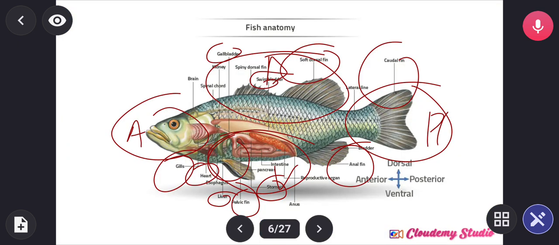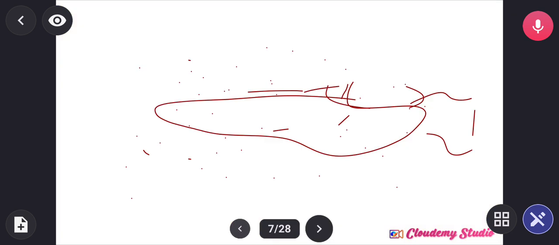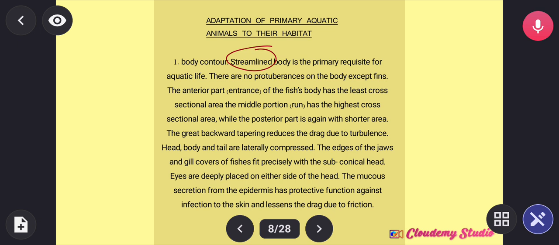Because water is a medium, it is not easy for anything to break through the force that is holding the water molecules. But because of their streamlined body, they can easily swim inside the water. What this streamlined body does is that it reduces the drag due to turbulence. You understand? And apart from that, their head, body, and tail are laterally compressed. When they say something is laterally compressed, it means they are compressed on both sides. Are you getting me now?